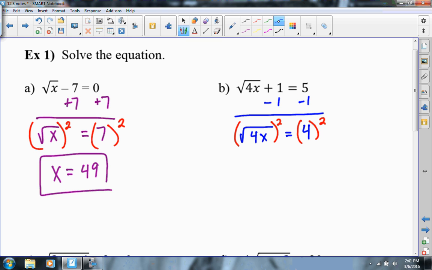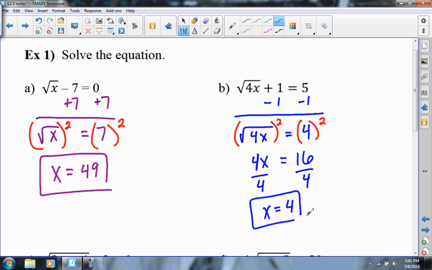Now when I do that, the 4 and the x pop out. Okay, the radical and the squared cancel each other out. So everything that was inside that square root, that radicand, that's what drops down. So 4 squared is 16. So now I have 4x equals 16. And now I can do that additional step of dividing by 4. So I get x equals 4. 16 divided by 4 is 4. So that's slightly different from what we've seen in the past. Here in example A, I just squared both sides and I got x. Now after I square both sides, I have a little bit more solving that I have to do.